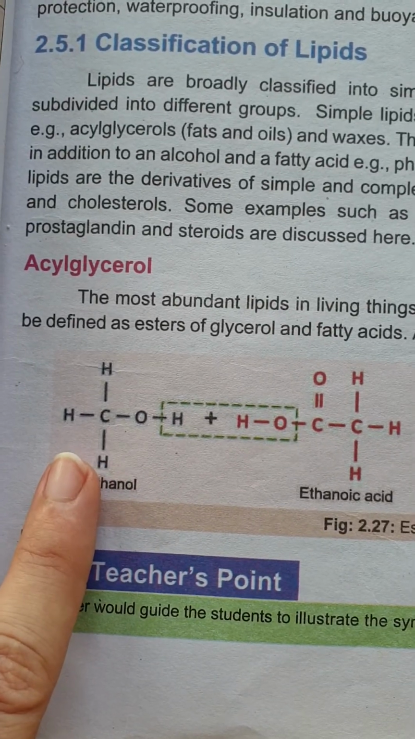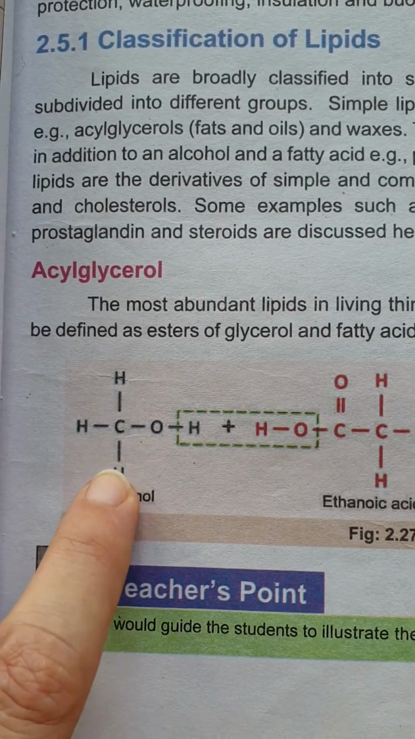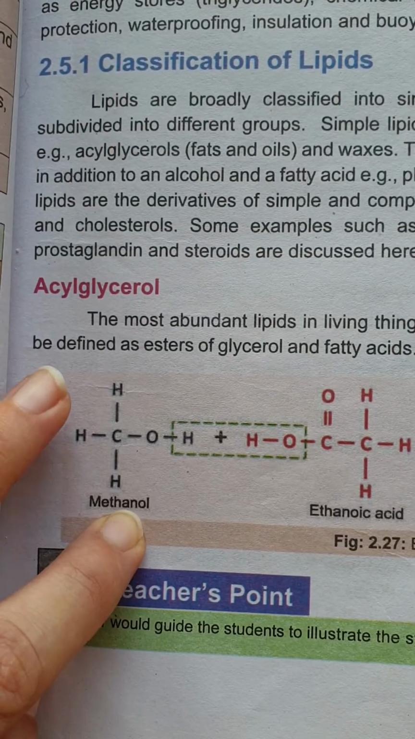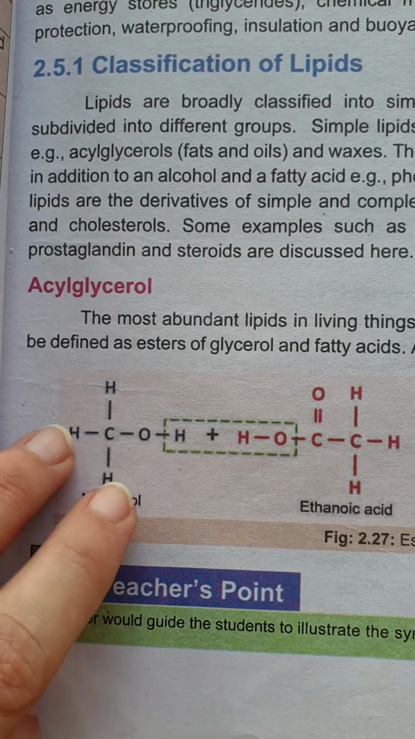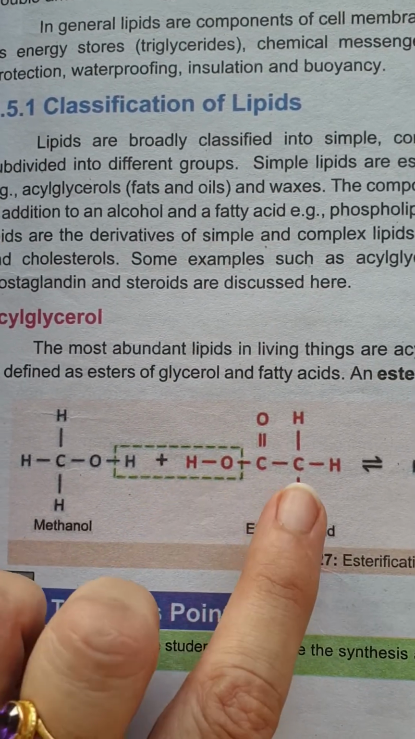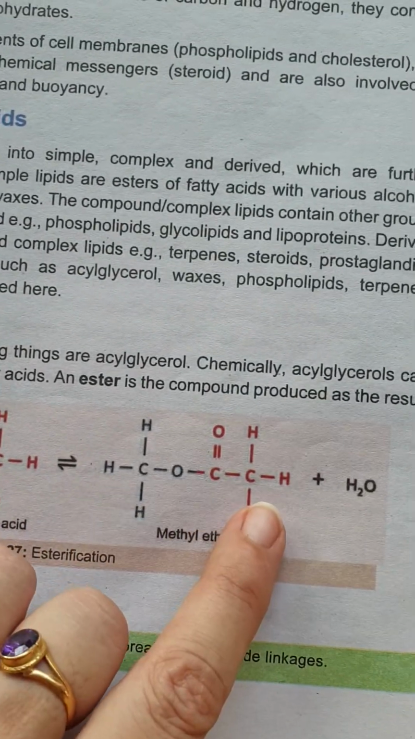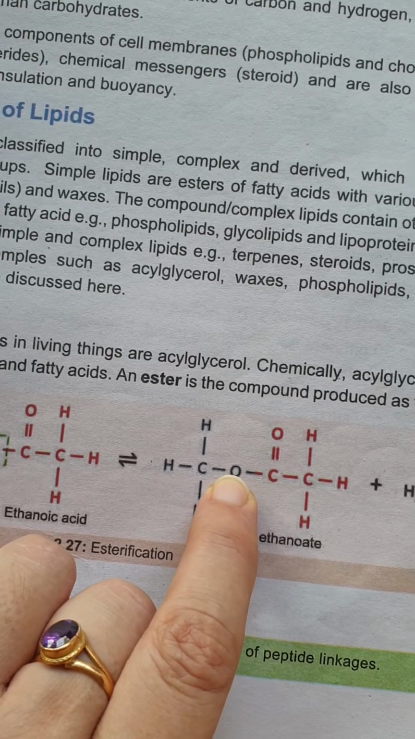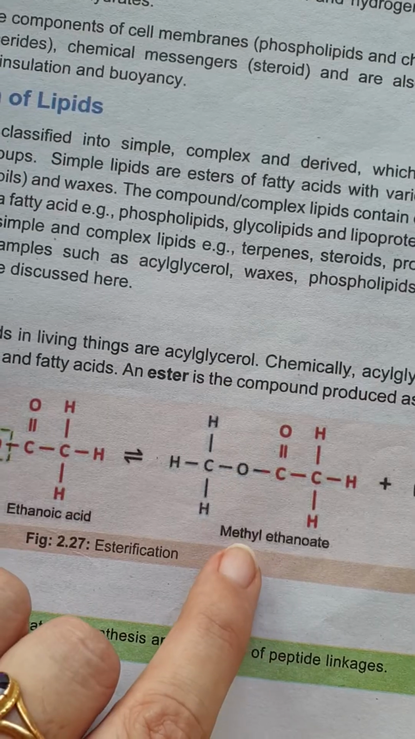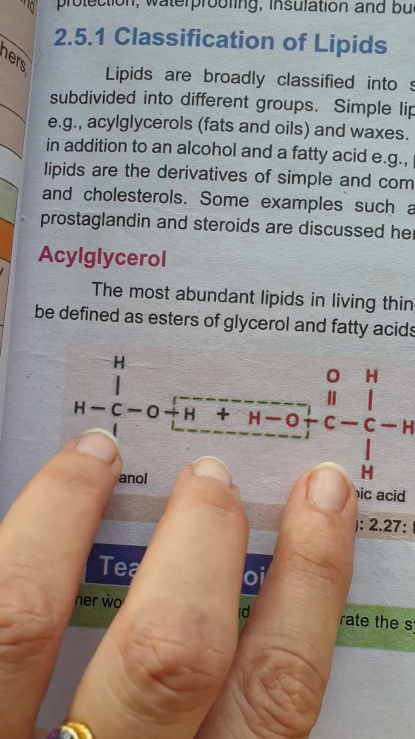Acylglycerol is a simple form of lipid which is made up of basically an alcohol and an acid. Like here we can see methanol, a type of alcohol, and this is ethanoic acid, a type of acid. When any acid combines with any alcohol, it forms an ester linkage. Like we can see the bond between the carbon and the oxygen. This is an ester linkage, and that is why lipids are known as esters of acid and alcohol.